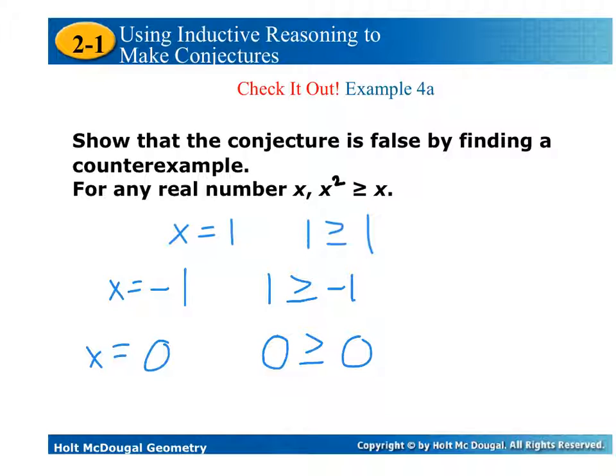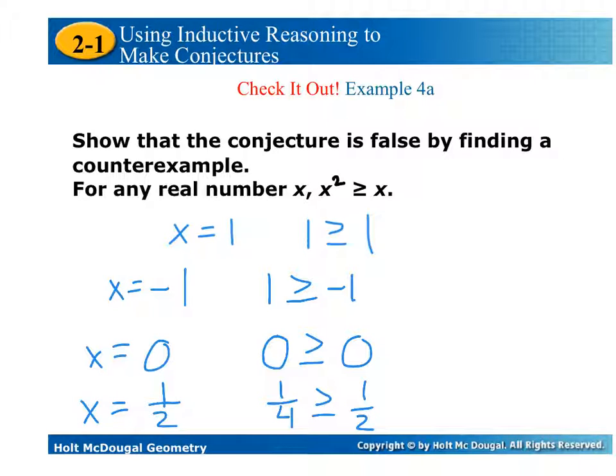Is there an example that you know? Oh yeah, it's possible. It can't be a negative, right? We just tried a negative. What if we had x is equal to 1/2? What's 1/2 squared? 1/2 times 1/2 is 1/4.